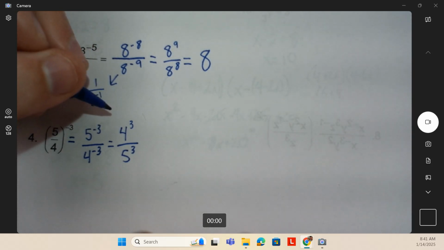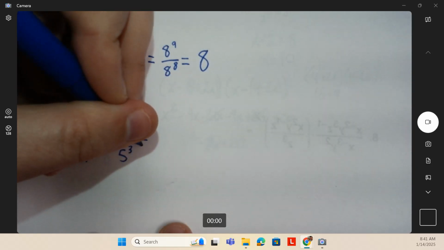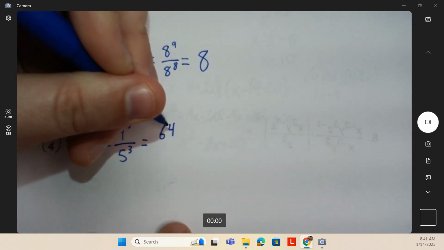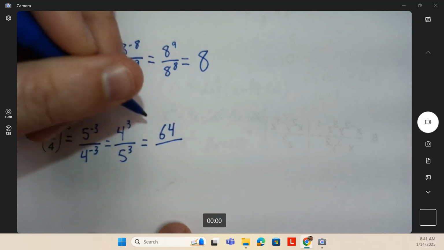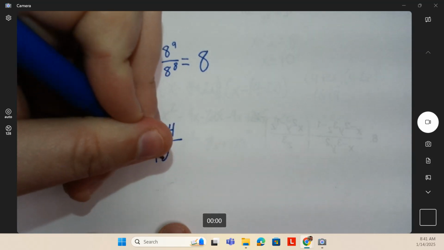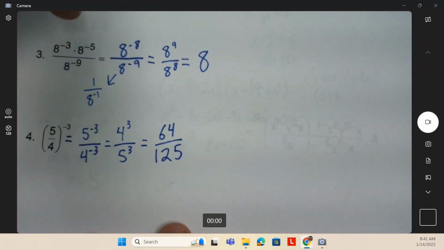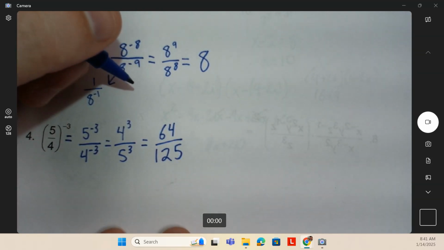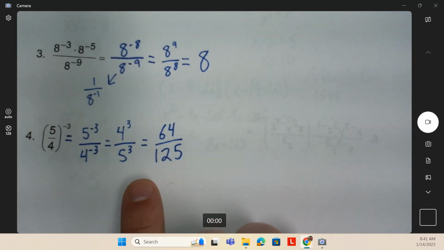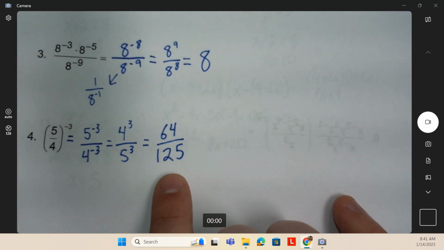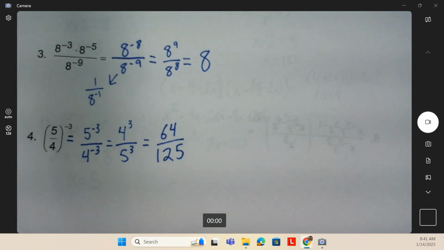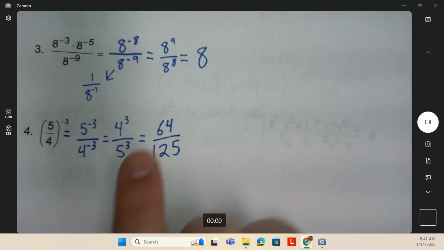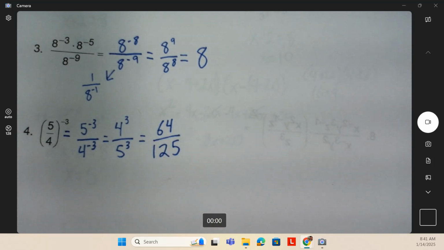4 times 4 is 16, times 4 would give me 64. 5 times 5 is 25, times another 5 would be 125. So I want to say those will not simplify, because the only thing that 125 will divide by is 5, and 64 does not divide by 5. So you end up with a larger fraction, but that is okay. That's how it works out.